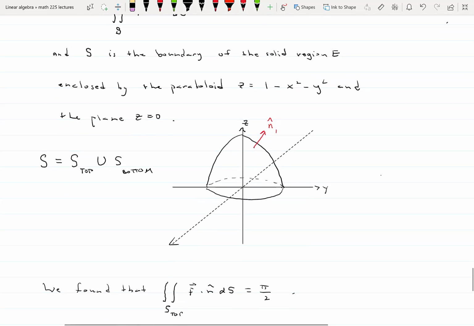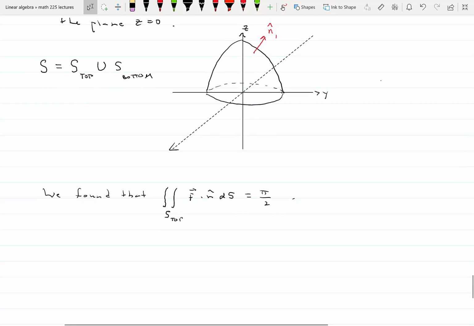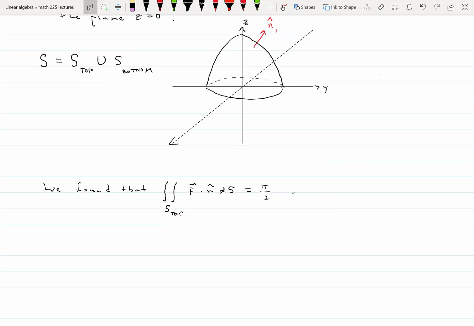Okay, so here's our previous problem. It was to evaluate the integral of f dot n ds, where f was y, x, z component-wise, and S was the boundary of the solid region enclosed by the paraboloid and the plane z equals 0. We ended up with the integral over the top being pi over 2. We didn't integrate over the bottom. So let's finish the problem, and then we'll use the divergence theorem to maybe make things a little simpler.